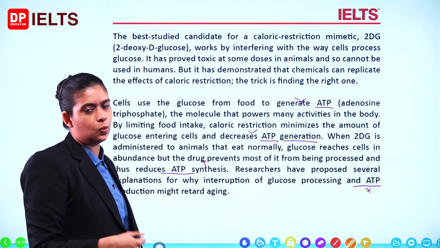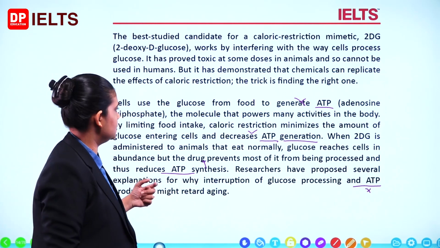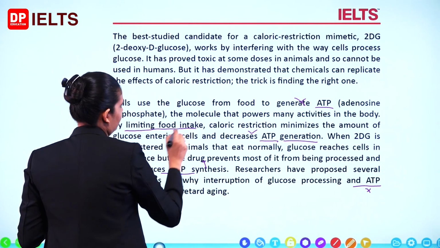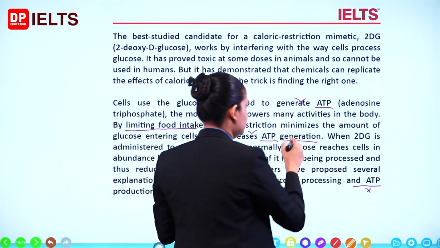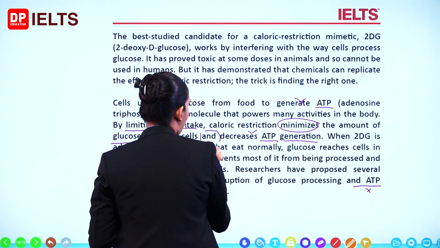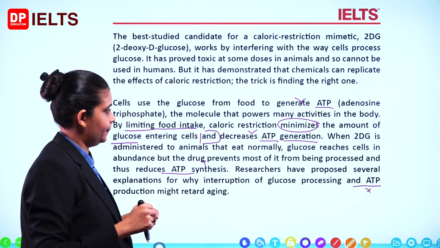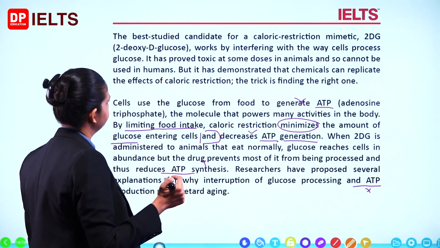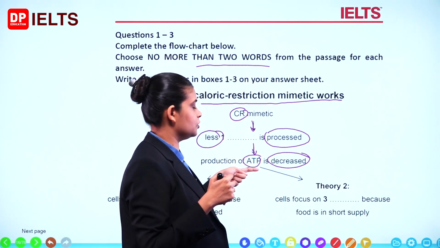Why do I read only that one now? Because I know that's where my keywords are, and I'm going to read that sentence to find the answer. So here, by limiting the food intake, caloric restriction minimizes, reduces, decreases the amount of glucose entering the cells, and it decreases the production of ATP. Okay, so what happens when you limit your food intake? Something of less is produced and the production of ATP is decreased.